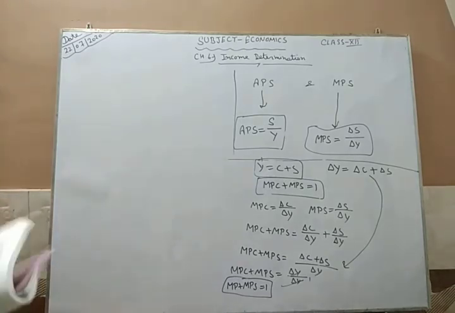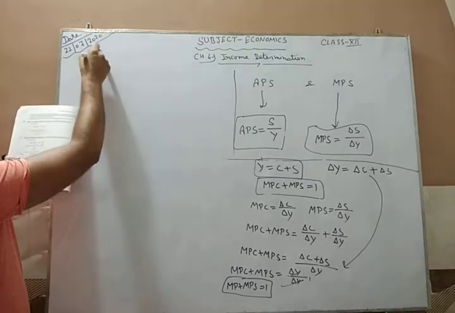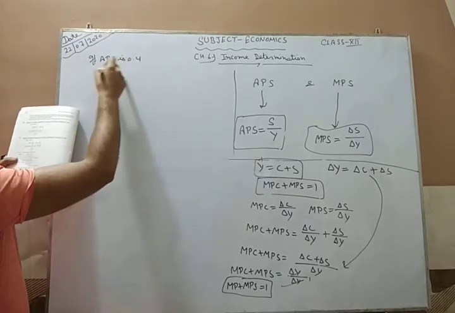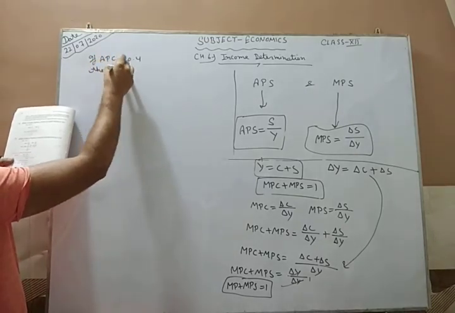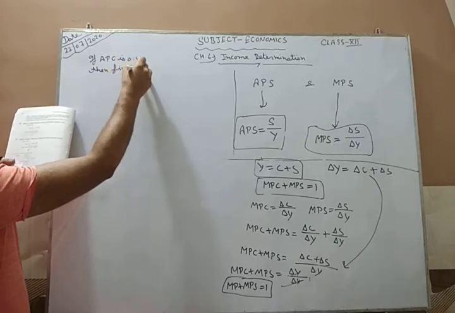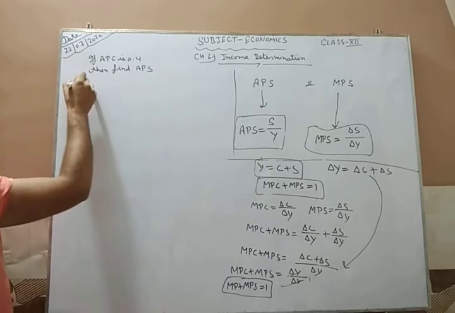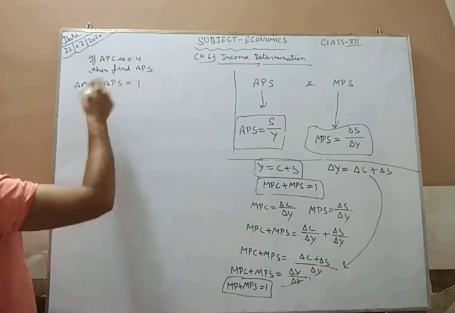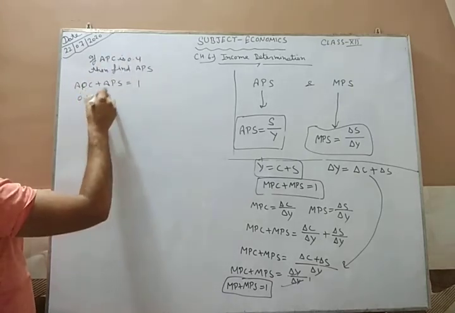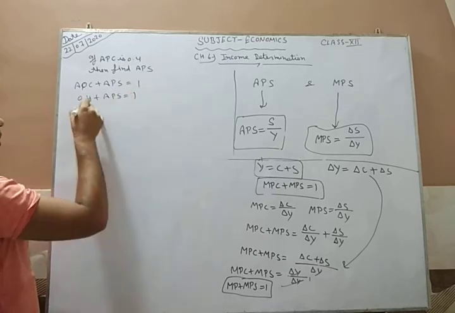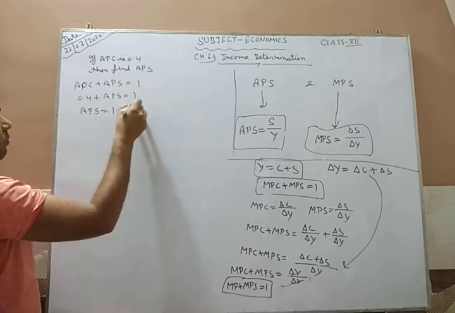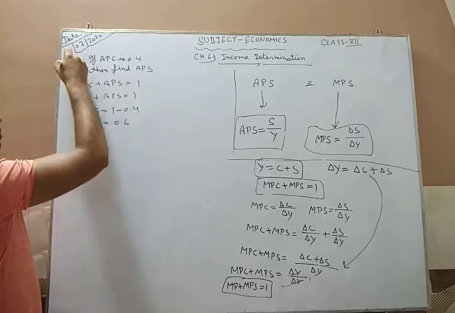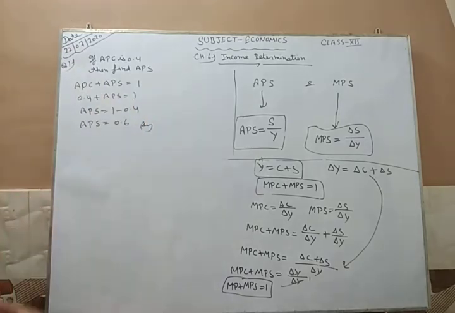You can see here, if APC is 0.4, then find APS. No problem. We have APC plus APS is equal to 1. APC is given 0.4, plus APS is equal to 1. APS is equal to 1 minus 0.4. So APS will become 0.6. This is the answer to question number 1. Clear, students? Next one.